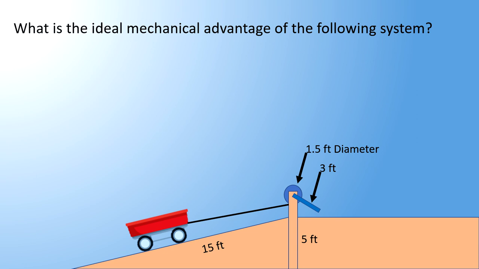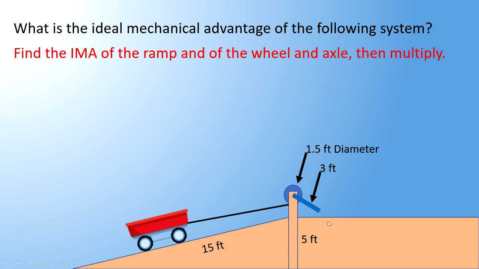All right, so if we look at this first example, we actually have two simple machines. We've got the inclined plane, which I'll just call the ramp. And then we've got a wheel and axle. And even though this doesn't have a wheel circling around it, this handle just acts like the spoke of a wheel. So we're turning this handle with this axle. All right, so if we want to find the IMA, the ideal mechanical advantage, we just find it for the ramp and then find it for the wheel and axle. And then we multiply the two mechanical advantages together.